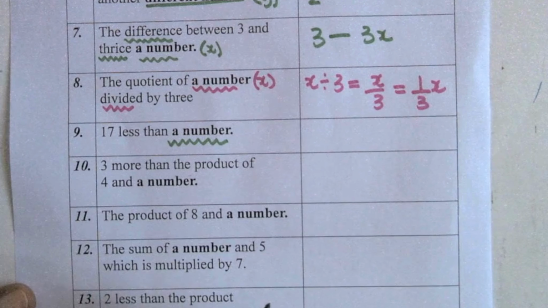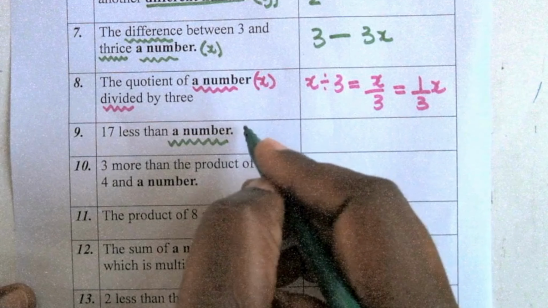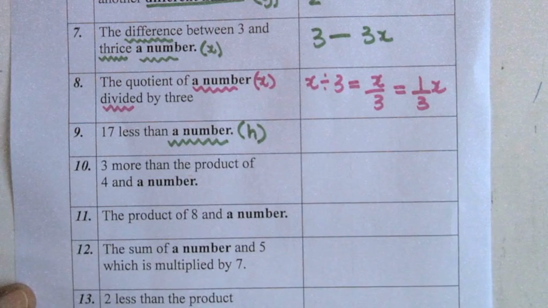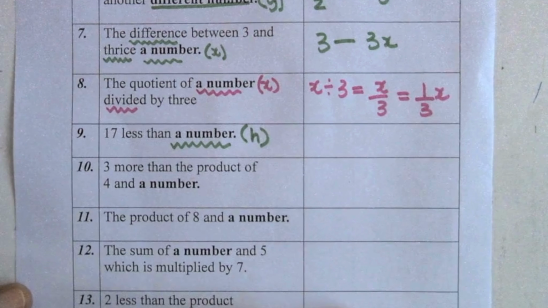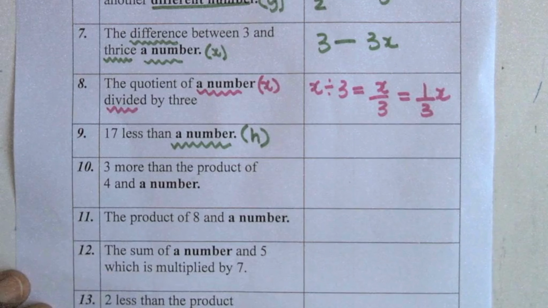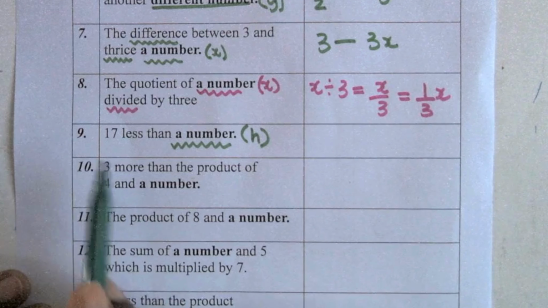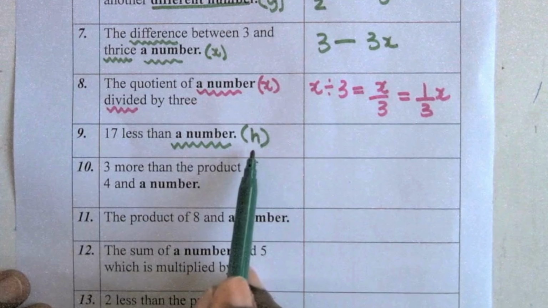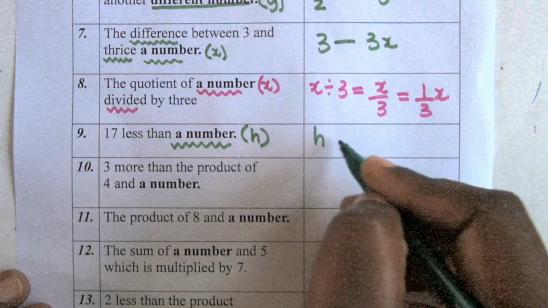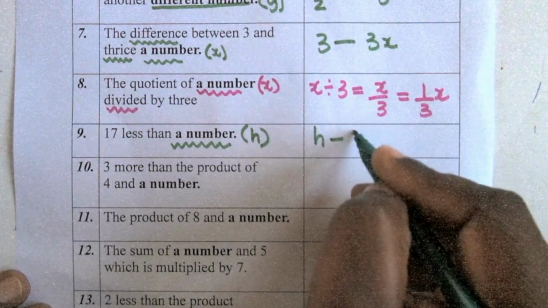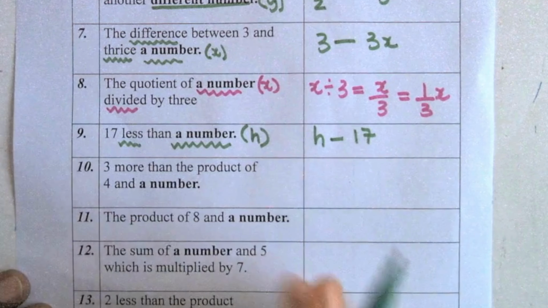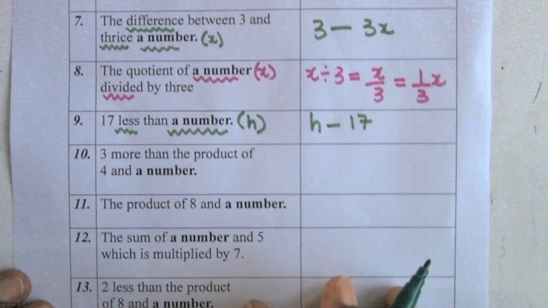In number 9, the question reads 17 less than a number. I'm going to use a different letter now. I'm going to represent this number with the letter H. But I have to be very careful here. What should I write first? The number or the variable? Let's read the question again. 17 less than a number. So I'm going to start with H followed by minus 17 because of this word here, less than.